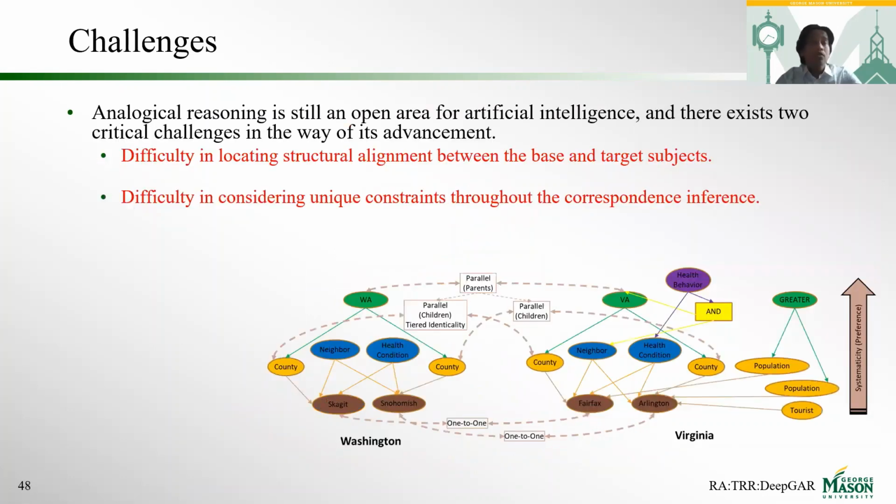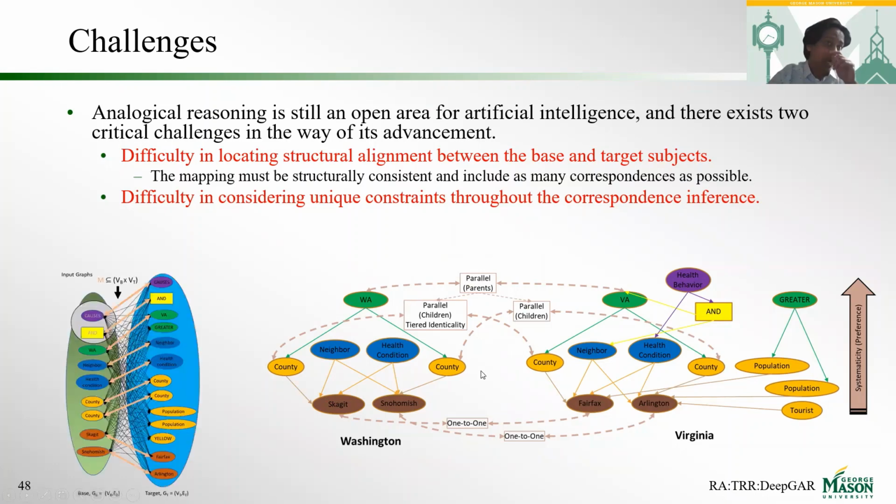But what are the challenges we see? There is a difficulty in locating structural alignment between the base and target objects. Why? Take this graph again, and you see there can be a lot of possibilities. It is an NP-hard problem. How can you choose the best one? Washington can be matched with different types of nodes, but how do you choose the best one? And there is also difficulty in considering unique constraints throughout the correspondence. As I said, SMT satisfies four things, like parallel connectivity, one-to-one matching, and systematicity. These constraints we need to maintain. So there are two challenges here.